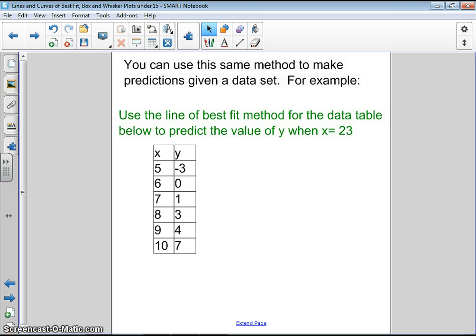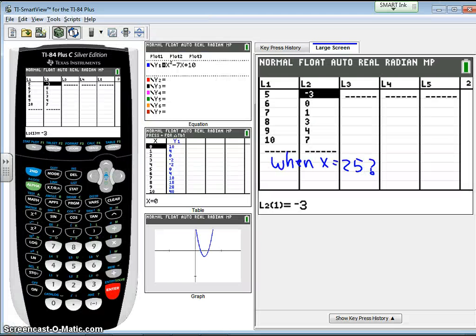Here's a problem that's very similar to some of the ones that have been on previous SOL tests. This time we're going to use the line of best fit for the data table below to predict the value of y when x is equal to 23. All right, so let's go ahead and get into this problem. Our first goal is going to be to type these numbers into our calculator. And when you type them into your edit screen, it's going to be just like this. I've got my x's down there, my y's down here.